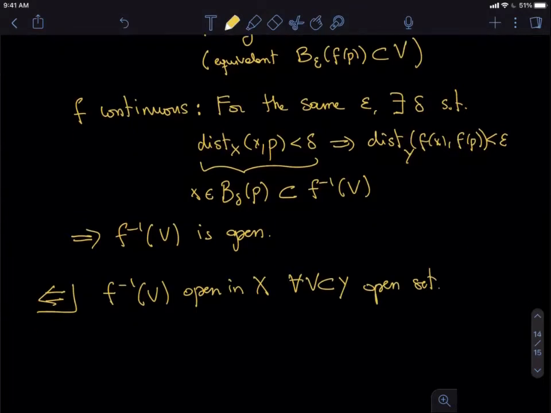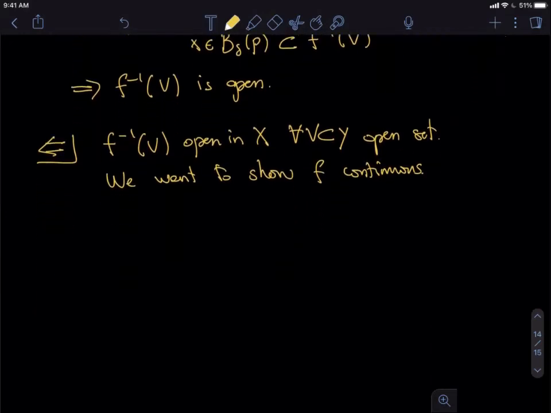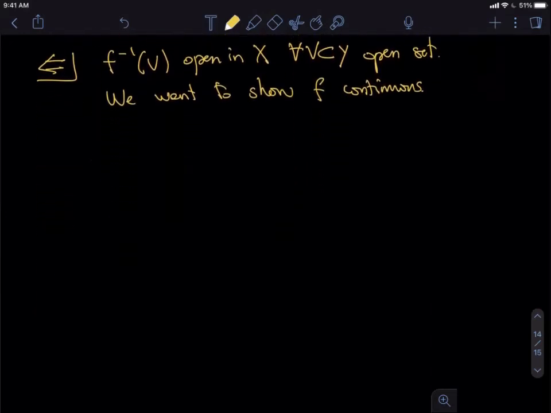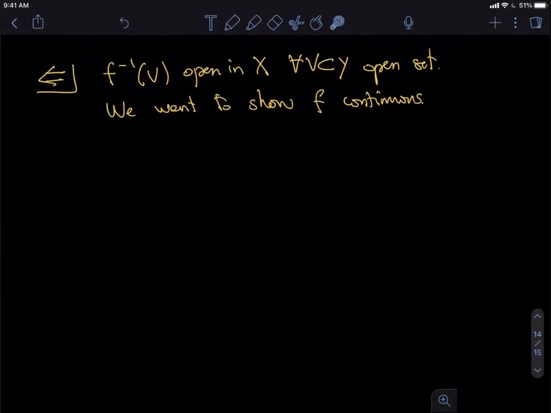Okay, and here we want to show that f is continuous. Here we need to use the definition of continuity. So the tool we have is that we can choose any open set. So what we are going to do is to choose a set that goes in our favor.